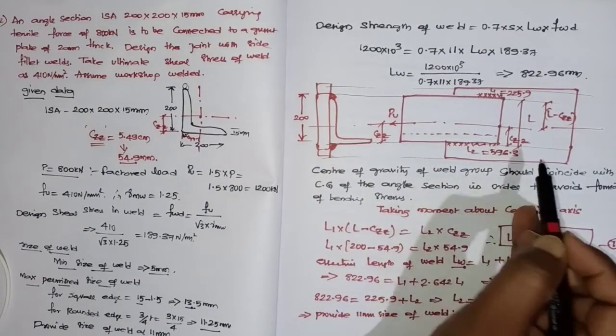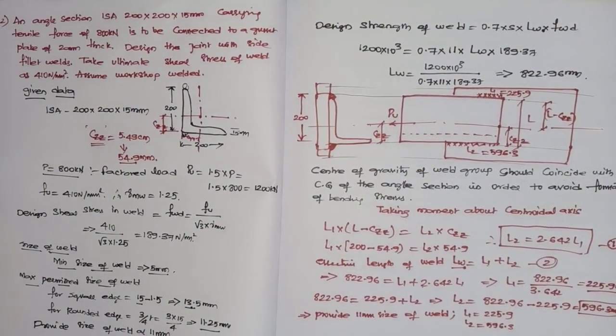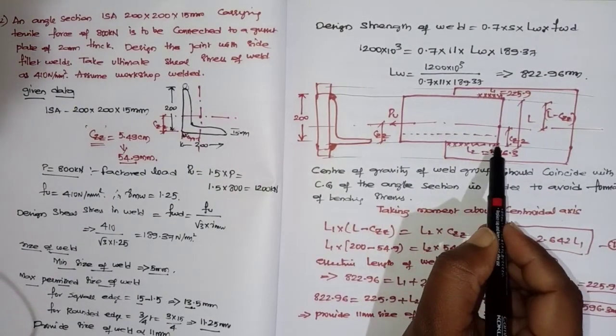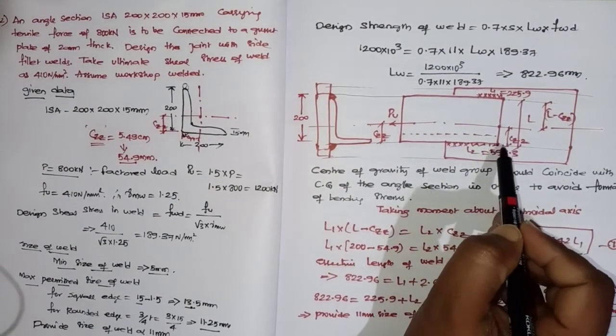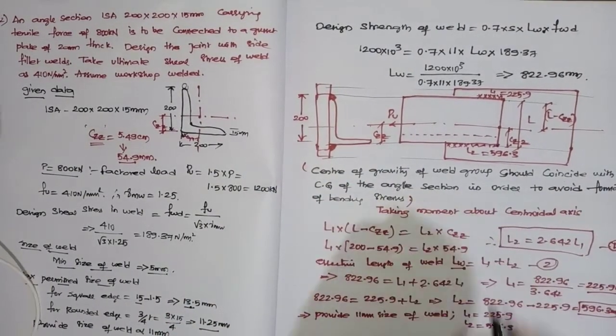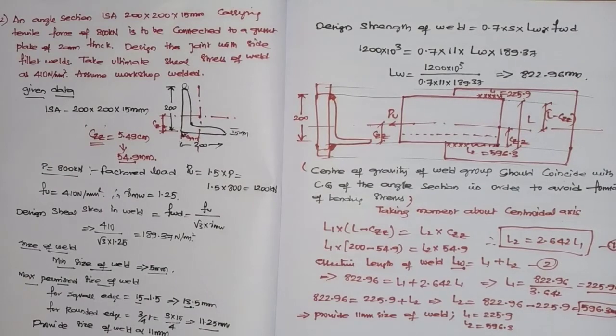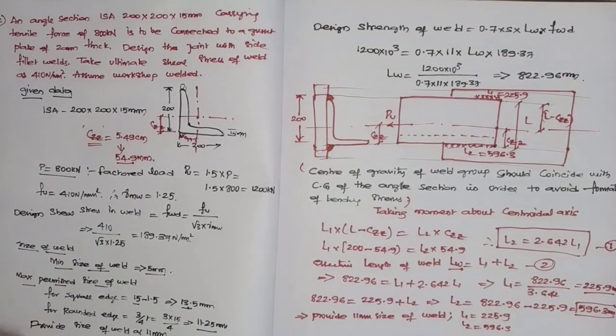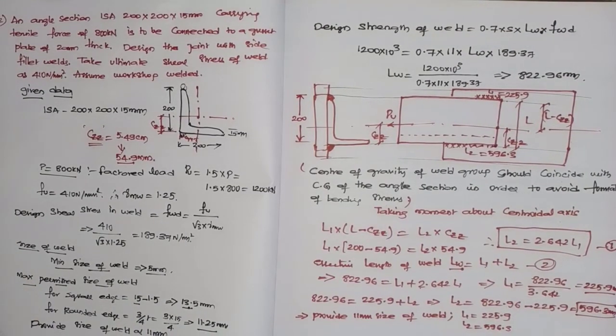Suppose you are doing the complete weld, then you have to take the moment at this point. At that point L1 will be multiplied by this distance, and L2 into nothing, zero, because it is along the force line, so no moment will be developed. This is the main thing you have to keep in mind. Taking moments in this problem is very important. I hope you understood this problem.